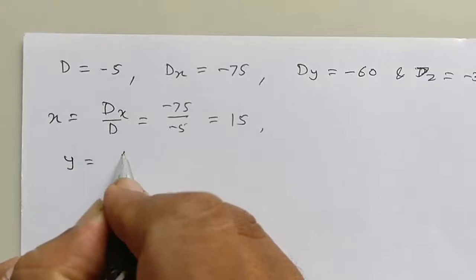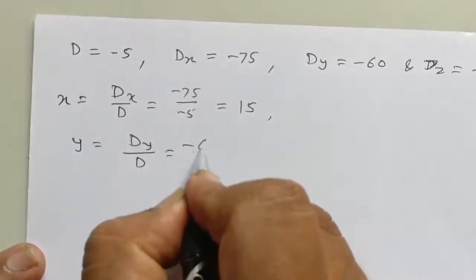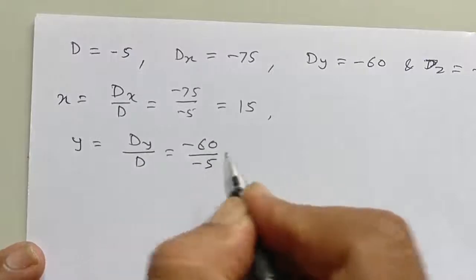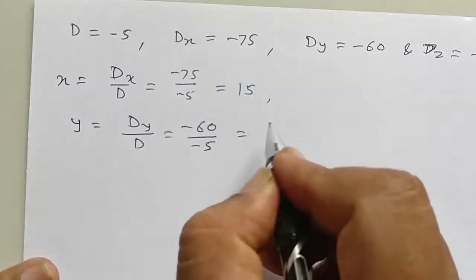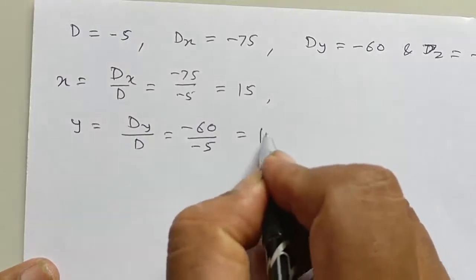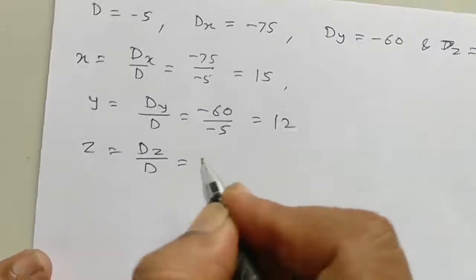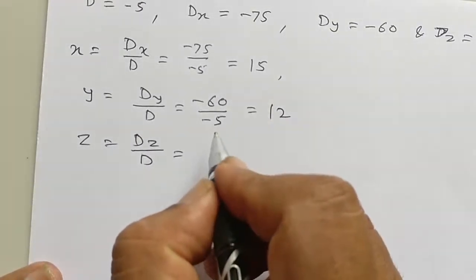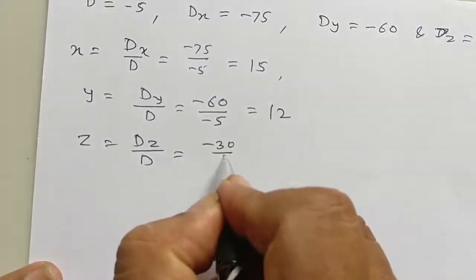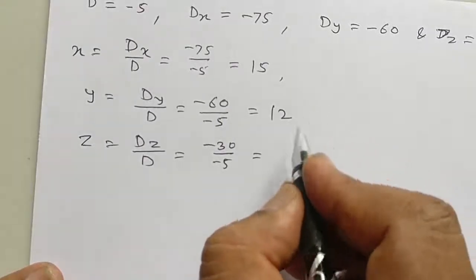Y is equal to dy upon d. dy is equal to minus 60. D is equal to minus 5. So it is 12. Z is equal to dz upon d is equal to minus 30 upon minus 5, it is 6.